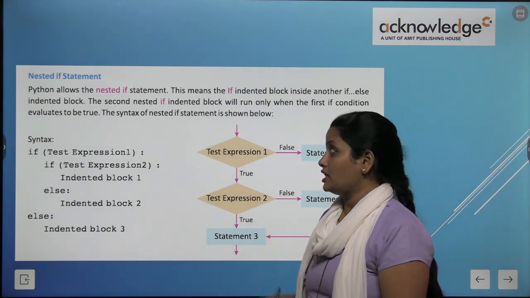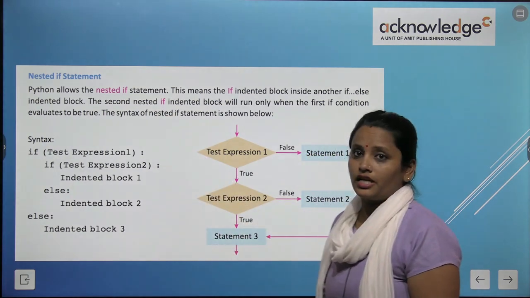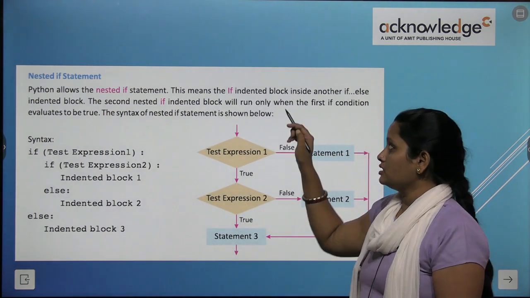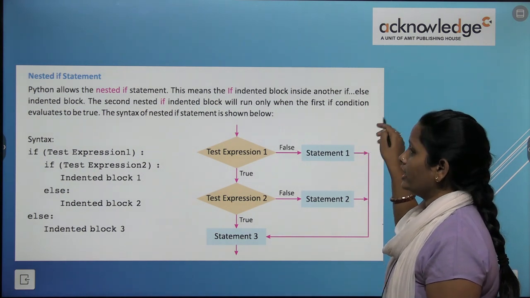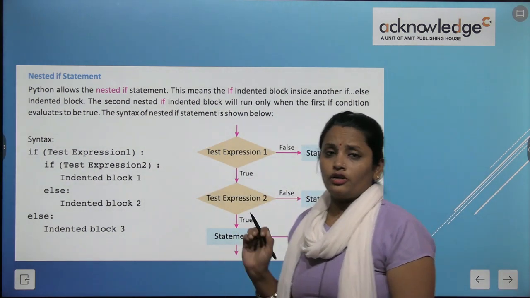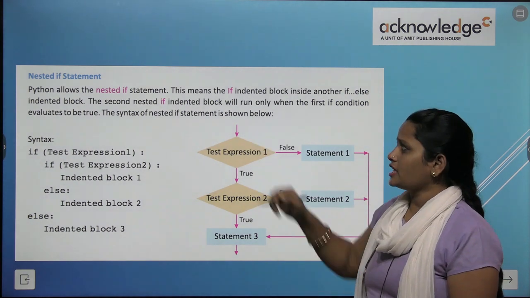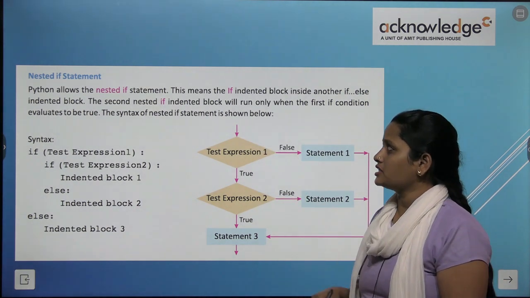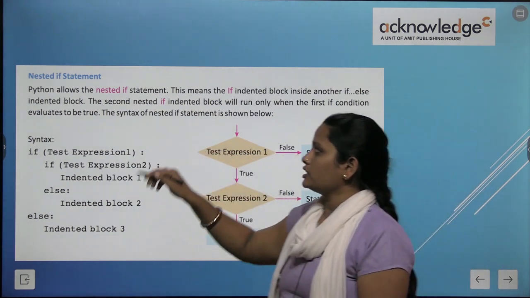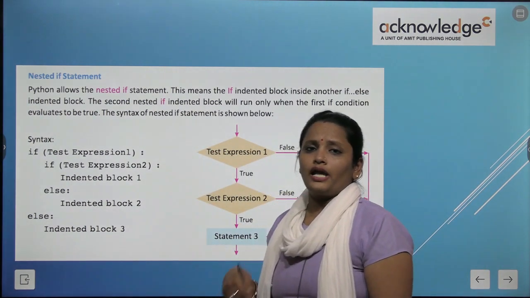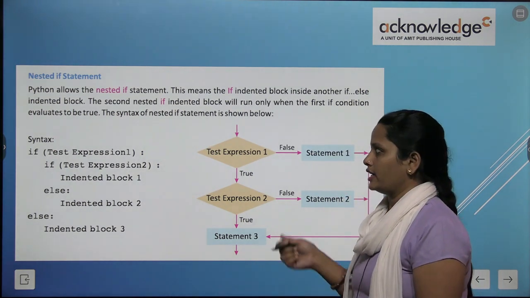Next is nested if statement. Python allows the nested if statement. This means the if indented block inside another if-else indented block. So if else के अंदर एक और if block है. The second if and the second nested if indented block will run only when the first if condition evaluates to be true. So पहली अगर if की condition सही है तभी दूसरे if का block चलेगा.